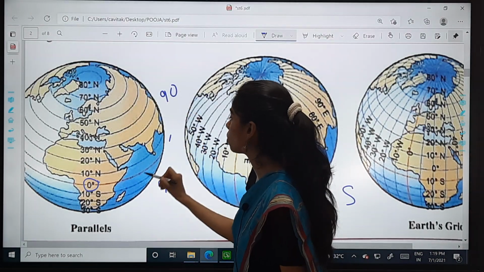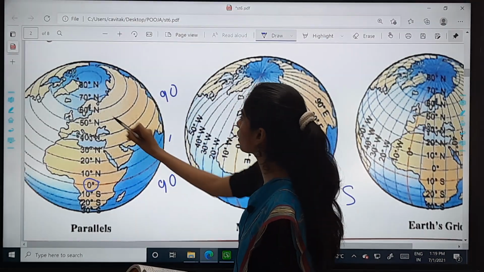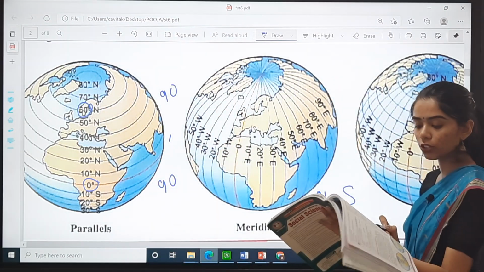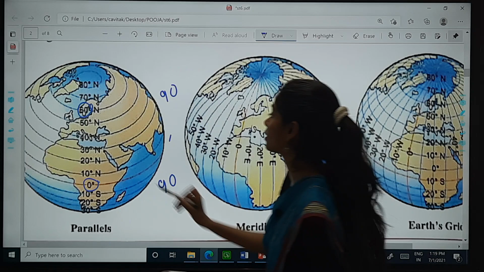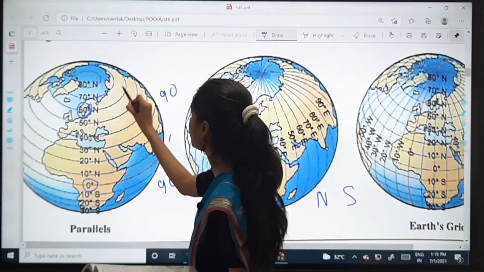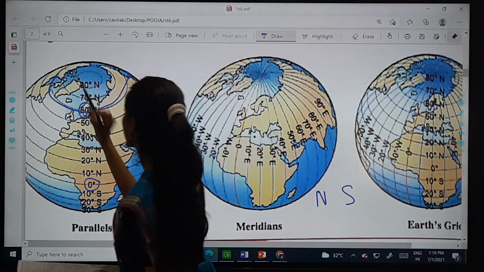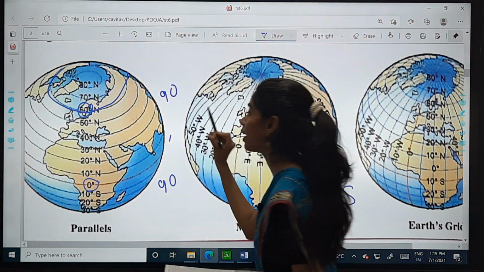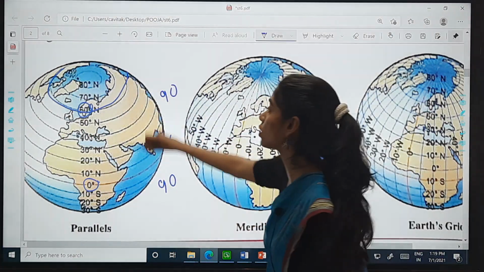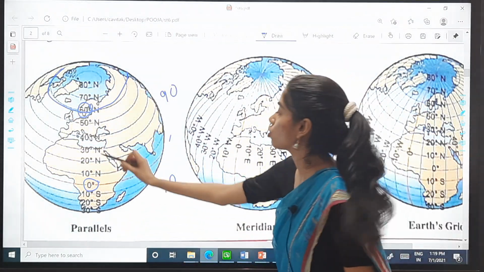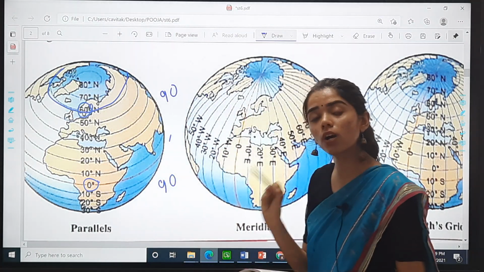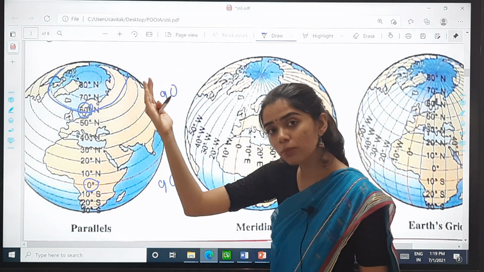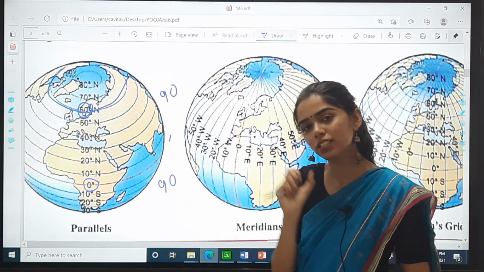Okay? Look at this. Now see, this is 0 degree. Now see over here 60 degree north. So what do you see? The length has started decreasing. Now see how small the length is here. And see how big the 20 degree one is. It is so big. Why? Because of the distance. So the one which is nearer to the equator, the length will be more, and the one which is far from the equator, the length will be smaller.